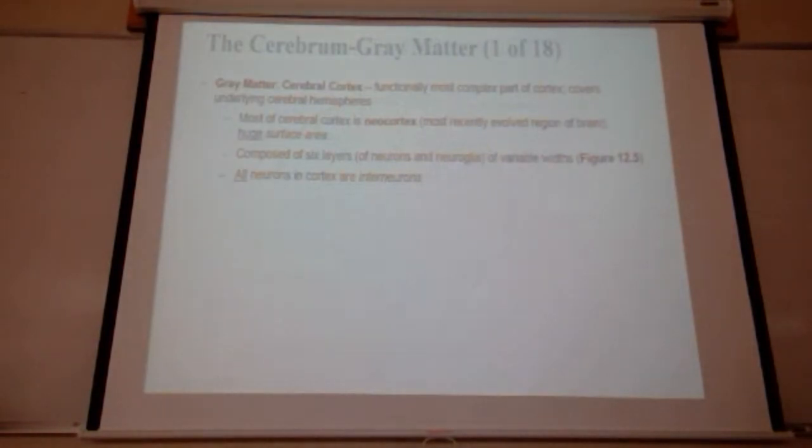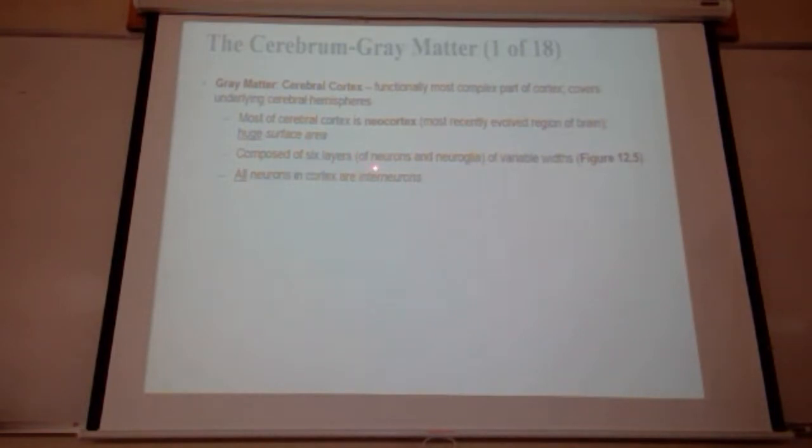Gray matter is functionally the most complex part of the cerebral cortex. It covers the underlying cerebral hemispheres. Most of the cerebral cortex is what is referred to as the neocortex. It's the most recently evolved part of the brain. It has a huge surface area because of all those folds, the gyri and the sulci.